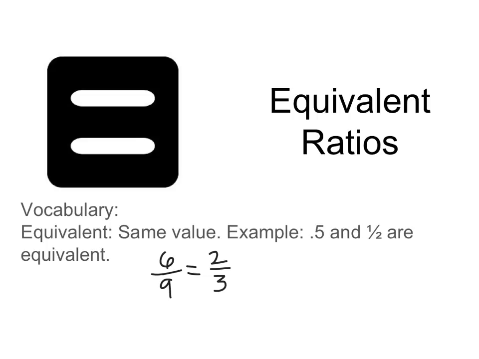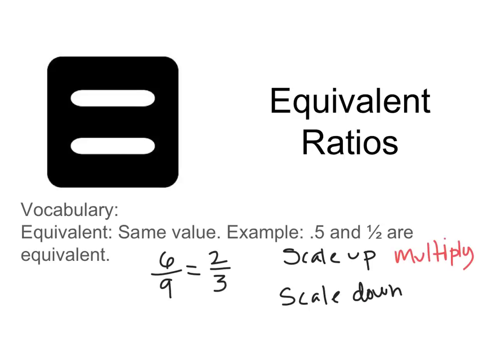When we're working with equivalent ratios, we're either going to be scaling up or we're going to be scaling down. And when we're scaling up, we are going to be multiplying. And when we scale down, we are going to divide. We are never going to be adding or subtracting.